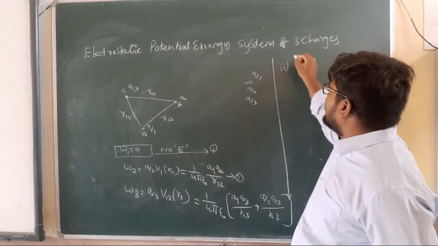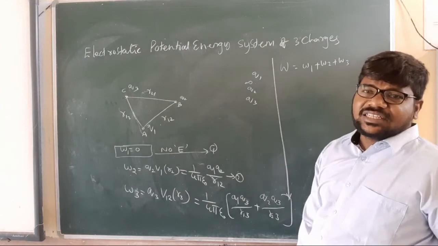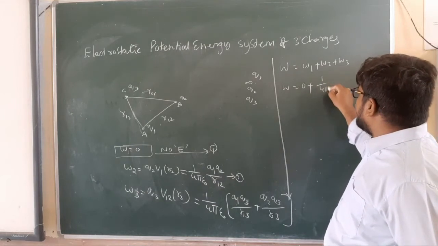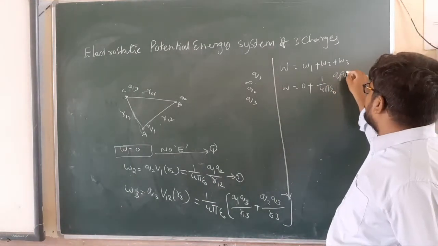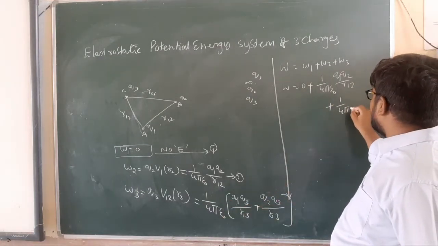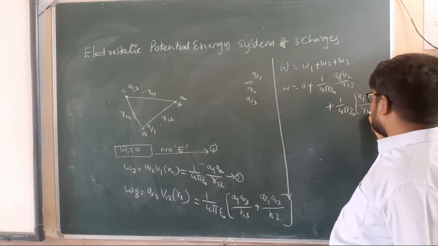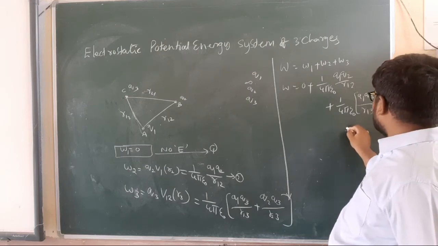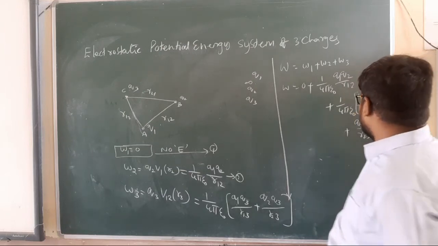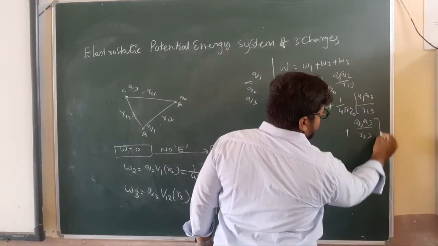Then for 3 charges, what is the total amount of work done? Total amount of work done is equal to W1 plus W2 plus W3. Okay, it's clear. Now 0 plus remaining 1 by 4 pi epsilon naught Q1 Q2 divided by R12 plus remaining 1 by 4 pi epsilon naught Q1 Q3 by R13 plus Q2 Q3 by R23. So this is the sum now, in the form of bracket.